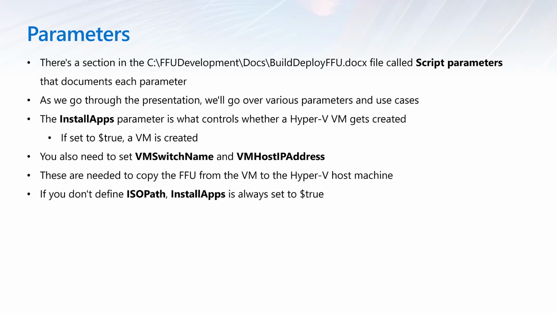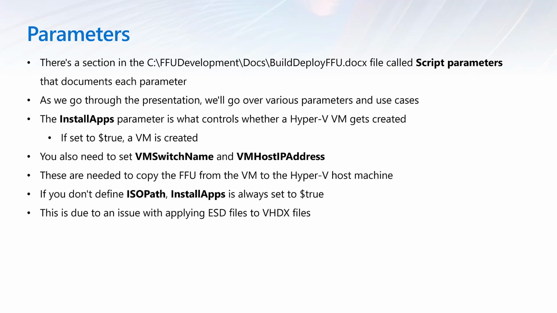Now, there's also a variable called ISO path. And ISO path allows you to bring your own ISO, and we'll talk more about this as we go through the Windows media. But if you don't define ISO path, then what happens is we actually go out and we download your Windows media from the media creation tool, using the same process that it uses. And so if you don't define an ISO path, we're just automatically going to go download Windows media. And when we do that, we set install apps to true.